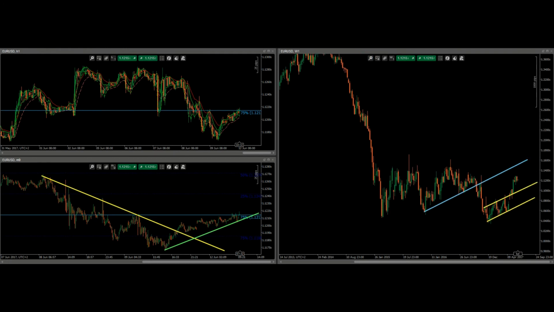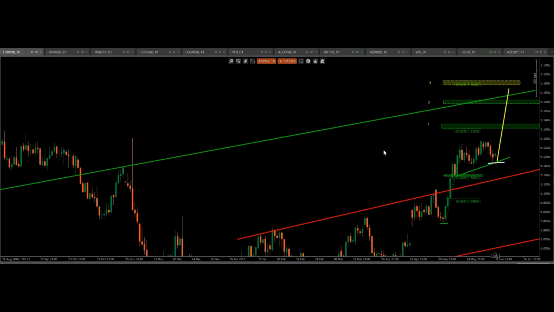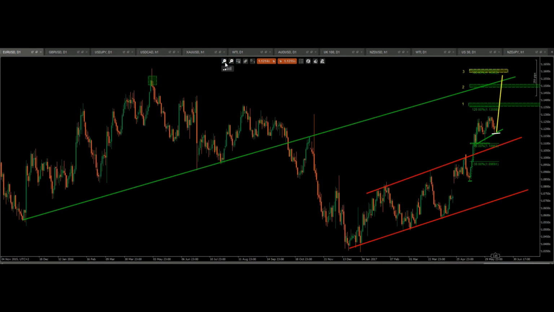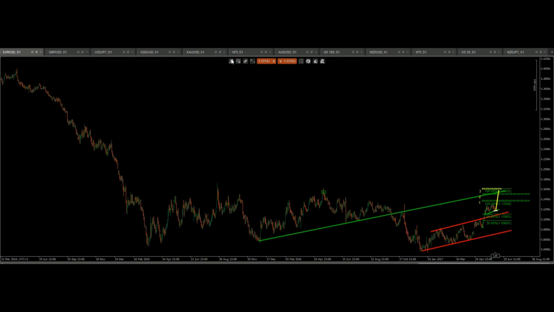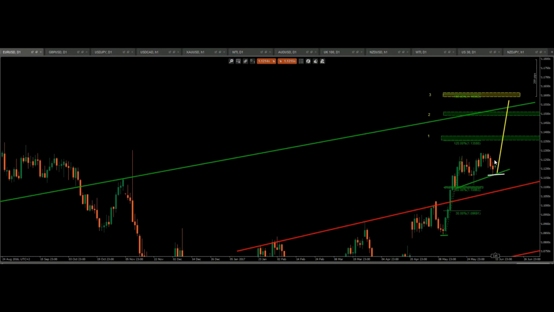Our long-term target on Euro USD is up here, and right now I need you to just hold on for a second because I'm going to show you a bigger chart frame. Okay, so this is Euro USD. What you see here is the same exact levels and the same exact trend lines as on the weekly chart you just saw, but this time I have the targets.